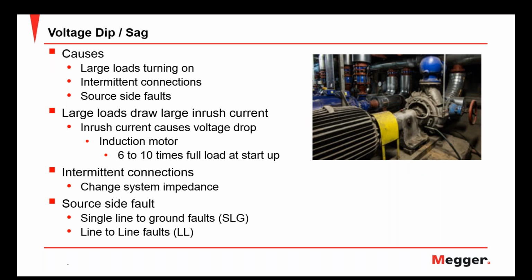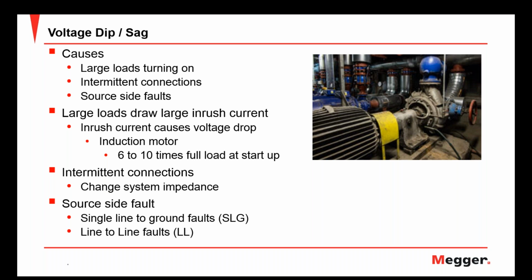So what causes them? Again, these are typically always load side events, and they're typically due to large equipment turning on. You're getting high currents that are inrushing in, and as these currents increase, what happens to the voltage? It's going to dip down momentarily. When you have a large motor that turns on, like an induction motor, these will draw 6 to 10 times their full load current at startup. So you'll get a significant inrush current that comes in, and that will cause a voltage dip.